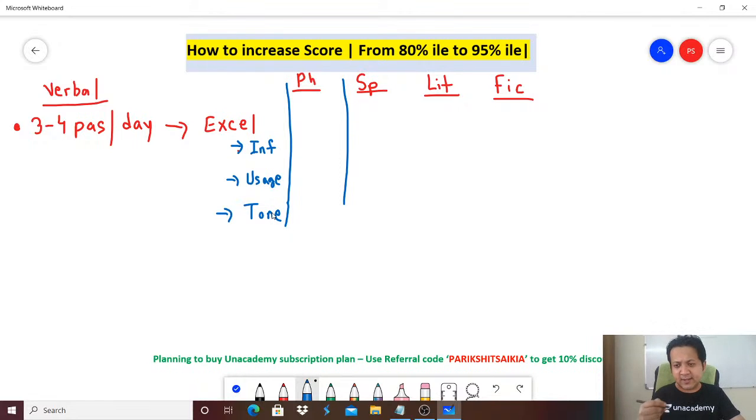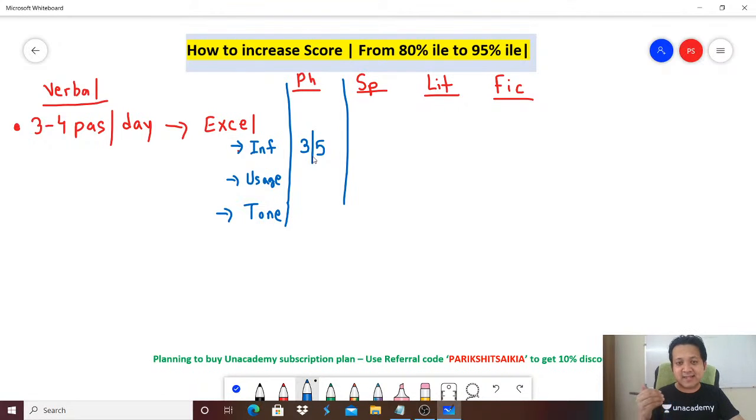So what you do is you mark, let's say every mock you give, or every passage that you practice over the next few days, just mention that you mark your accuracy here. Let's say today I practiced four passages, and I got 3 inference based questions correct out of 5 questions.